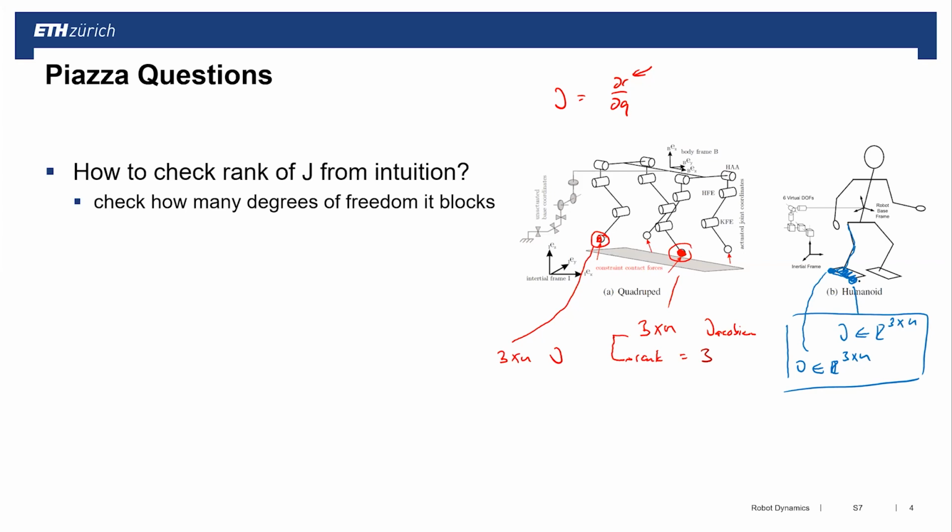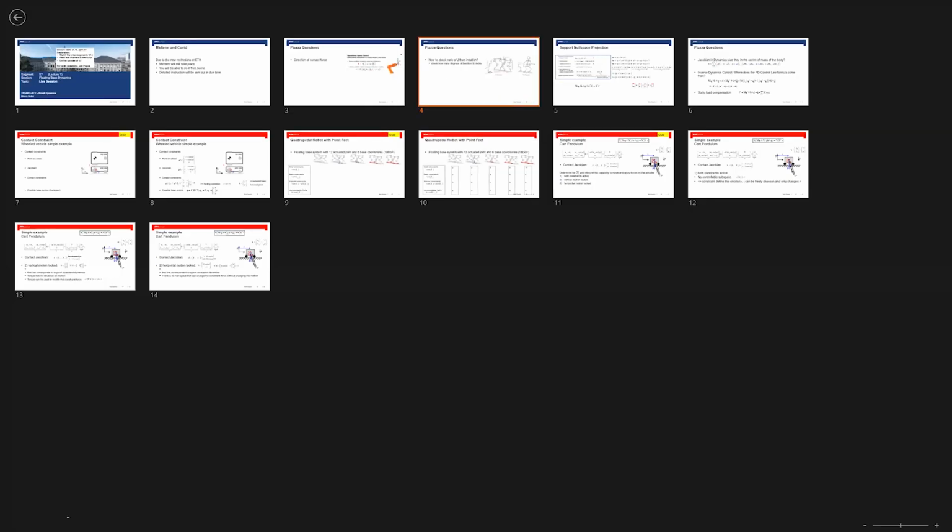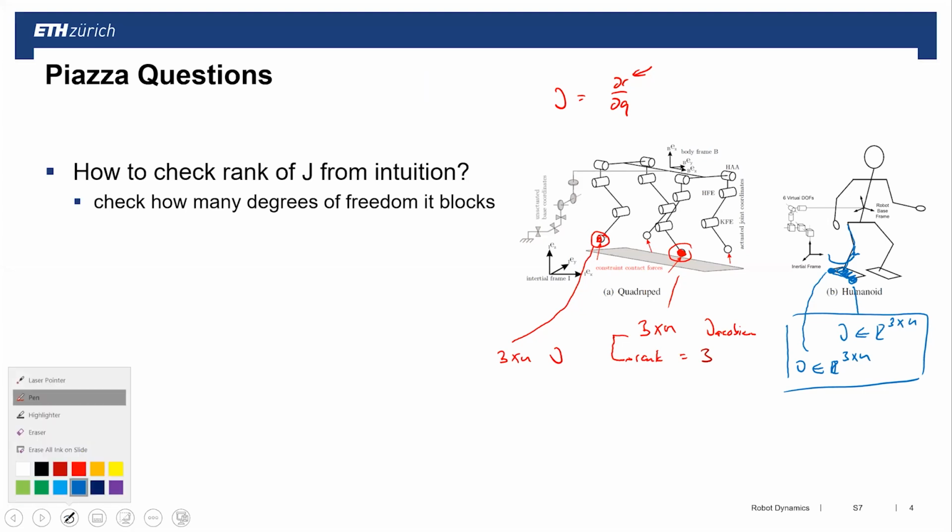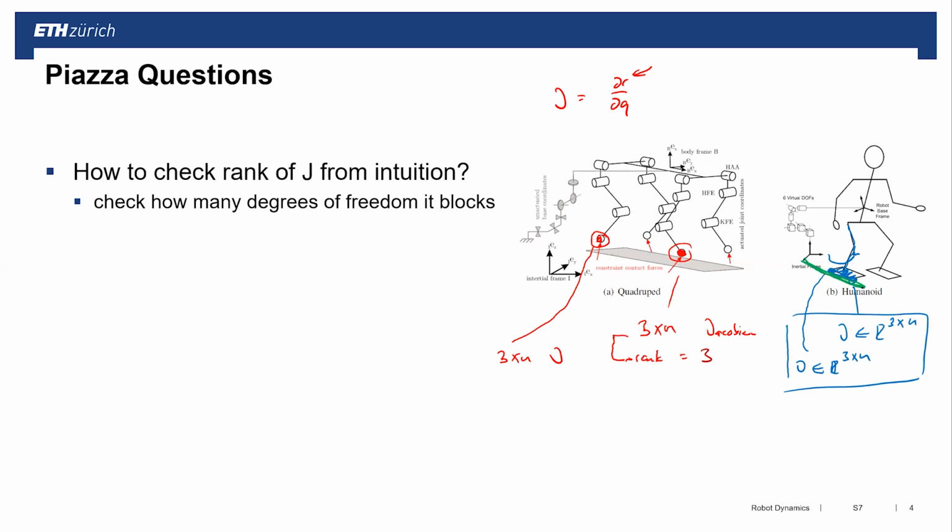So I cannot move it in X direction, I cannot move it in Y, I cannot move it in Z, so all the positions are locked. I also cannot yaw it, so I cannot turn around this direction because I have 2 points on the ground fixed. I can also not pitch, but I can roll. So along this axis here, I can roll around this axis. So there's 1 degree of freedom which is not locked.